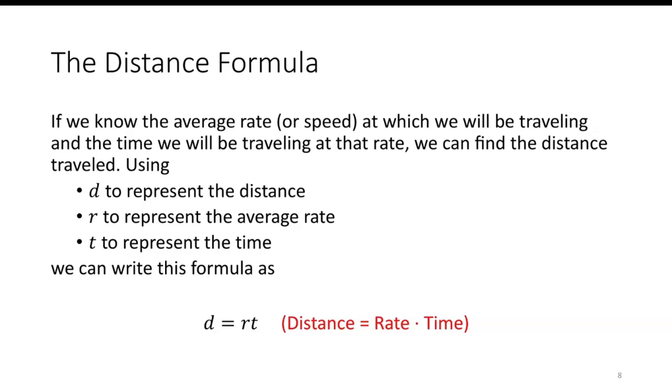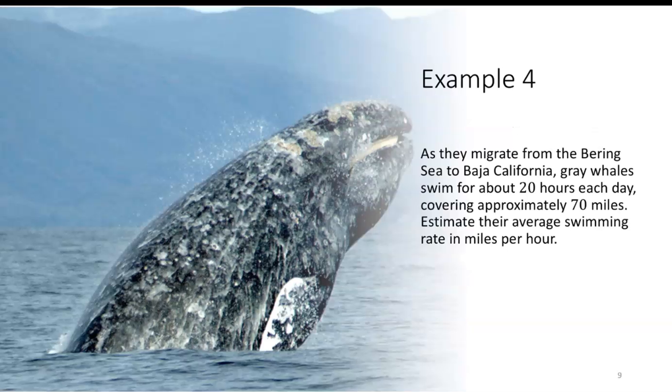If we know the average rate or speed at which we will be traveling and the time we'll be traveling at that rate, we can find the distance traveled. So let's use the letter D to represent distance, the letter R to represent the average rate or speed, and T to represent time. We can write this formula as distance is equal to rate times time. So D equals R times T.